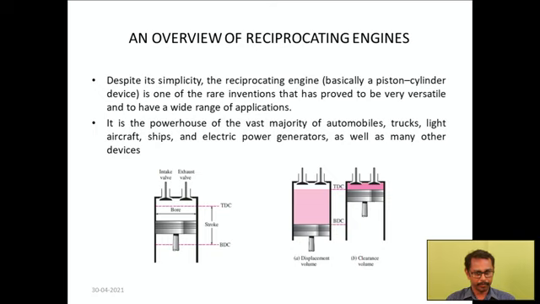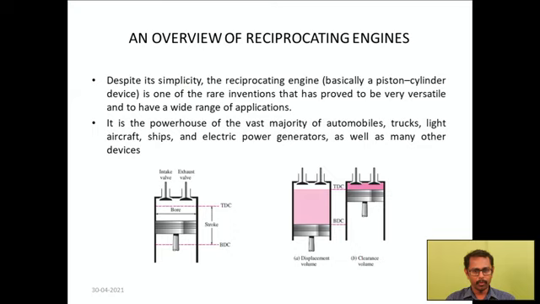Here we can see the piston cylinder arrangement, in which we can see some specifications and components. One is the bore, which is the diameter of the piston or cylinder. Then the stroke, which is the distance between the top dead center and bottom dead center. The inlet valve allows the air fuel mixture into the combustion chamber, and the exhaust valve allows the exhaust gases from the engine cylinder to the atmosphere.